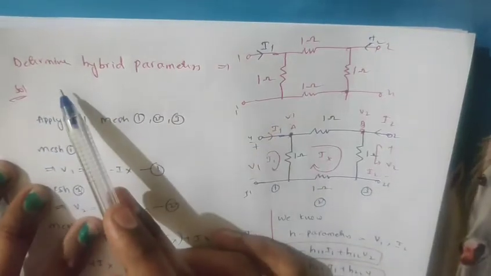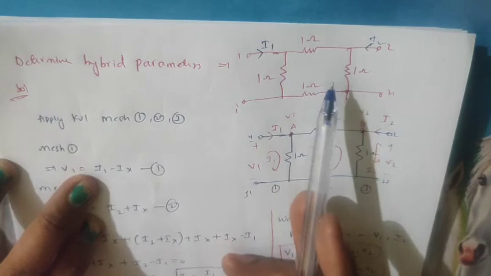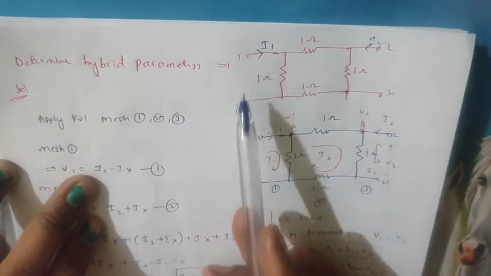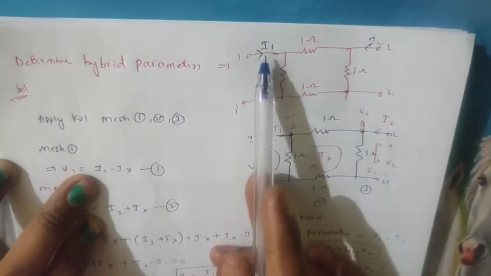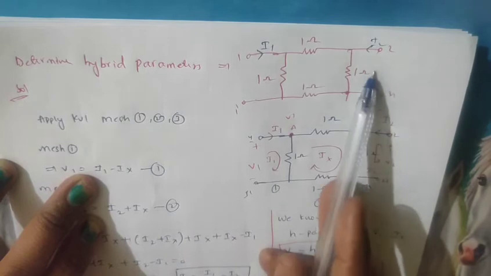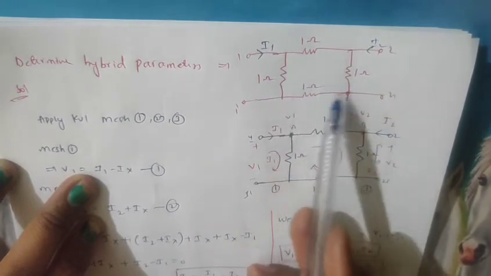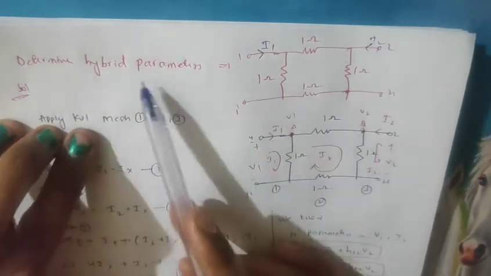Hello everyone, today I am going to explain one problem on hybrid parameters for a given network. The given network is a two-port network with ports 1-1' and 2-2'. The voltage across port 1 is V1 and the current is I1. At port 2 it is V2 and I2, with a combination of 4 resistors connected. In this problem we have to find the hybrid parameters.